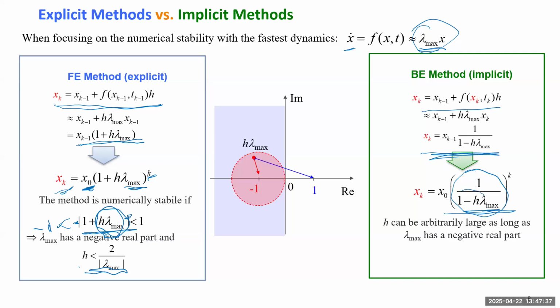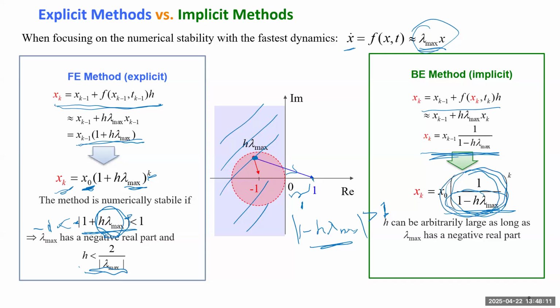Because this denominator describes the distance from any complex number to the distance of 1. This one is always larger than 1. So which means 1 minus h lambda maximum will always be bigger than 1, right? Because if it stays on the left-hand side, this distance is 1. So if this is bigger than 1, this factor will have a denominator bigger than 1, so this factor will be less than 1.